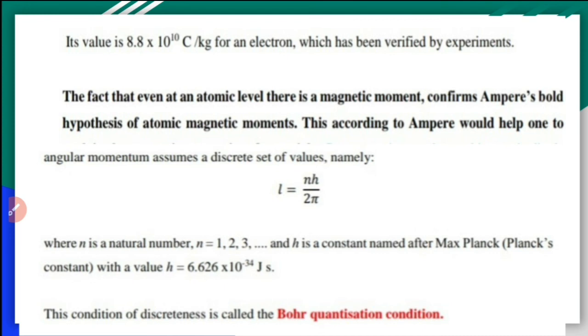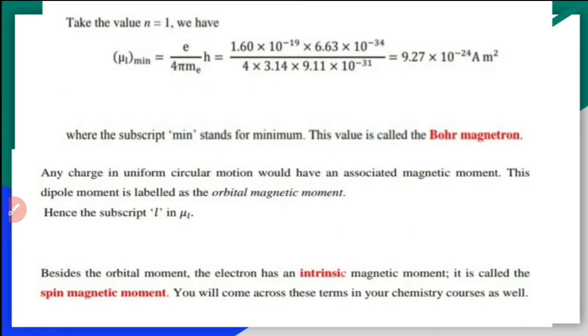By substituting this condition, we have mu L. We put n equal to 1 because we are considering the hydrogen atom, in which only one electron is there. So the principal quantum number n can be taken as 1. When we substitute that value for L, we have mu L is equal to e by 4 pi me into h.